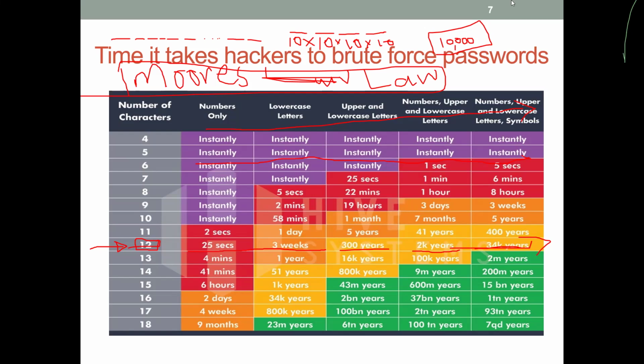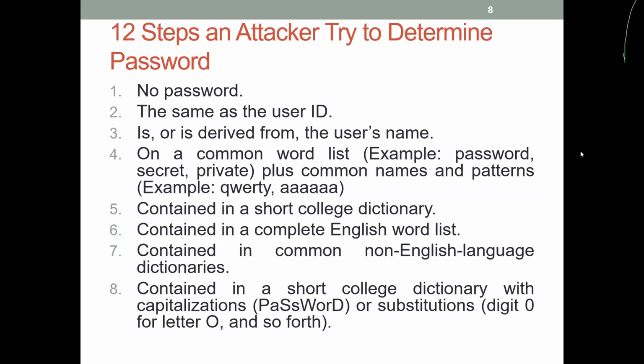Okay, next we will move on to the next one. Now we will look at the 12 steps an attacker tries to determine a password. Not only these 12 steps, there are so many steps. I will list out some important steps here, some more important steps hackers take to try to guess a password. How do hackers determine the password? Mostly they use these techniques. Maybe you can examine these 12 steps against your password.